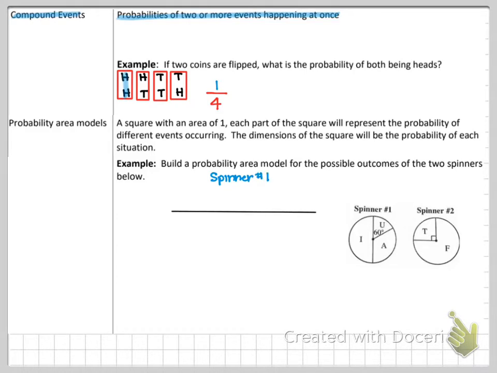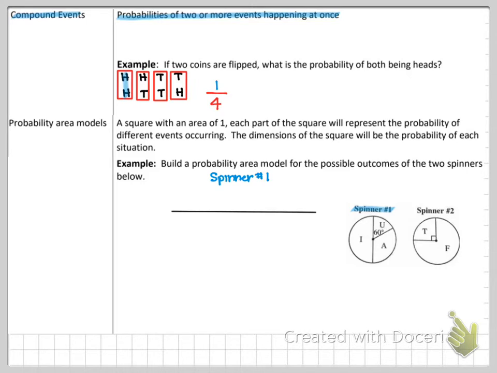One of the things you'll see the book do is build the area model based on the probability of each of those regions. So if you had a probability of 72%, they would make sure you have a length of 0.72 of the entire thing, or 72% of the entire thing. I'm just going to section it based on the fact that spinner number 1 has three things inside. So I'm going to do the three that I have.